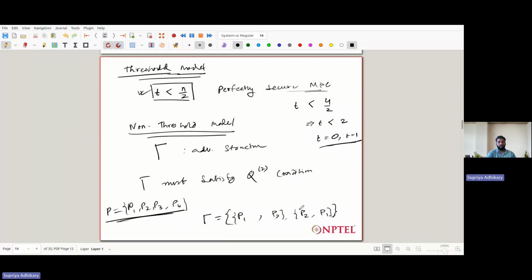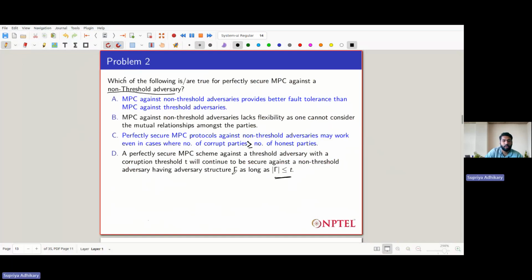But in the non-threshold model, as we can see, there can be 2 adversaries. Sorry, the adversary can control up to 2 parties. The non-threshold model is a generalization of the threshold model. So the first statement is true. That means that the non-threshold adversary provides better fault tolerance than the MPC against threshold adversaries.